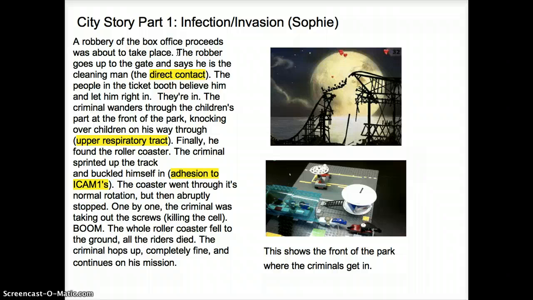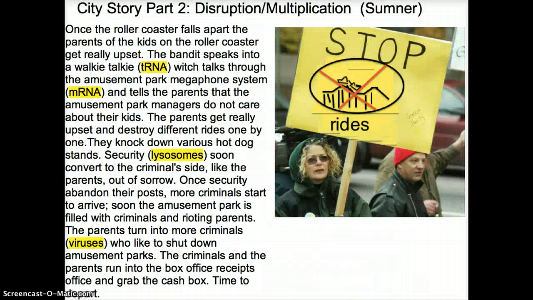Finally, he found the roller coaster. The criminal sprinted up the track and buckled himself in, adhesion to ICAM1s. The coaster went through its normal rotation, but then abruptly stopped. One by one, the criminal was taking out the screws, killing the cell. Boom! The whole roller coaster fell to the ground. All the riders died. The criminal hopped up, completely fine, and continues on his mission.